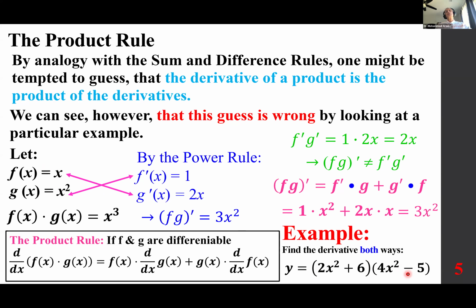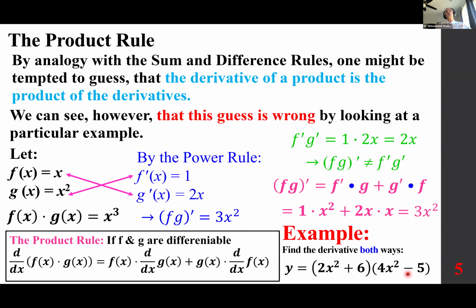If h of x is x times e to the power of x, find h prime, and part B, find h double prime. So first and foremost, notice it is the product of x and e to the power of x. We put a raised dot in between. So two functions. The first one is f, the second one is g. We are going to use the product rule. f prime g plus g prime f.